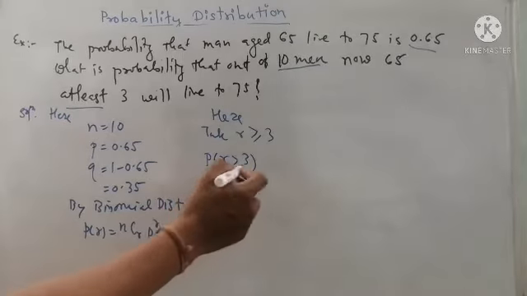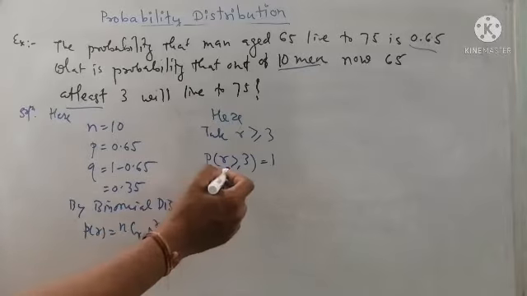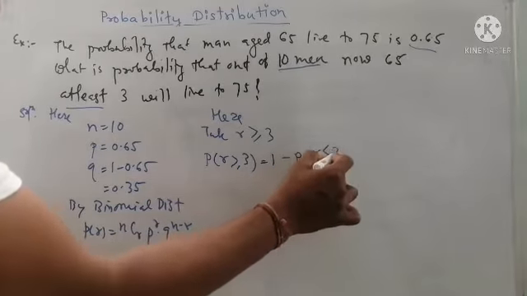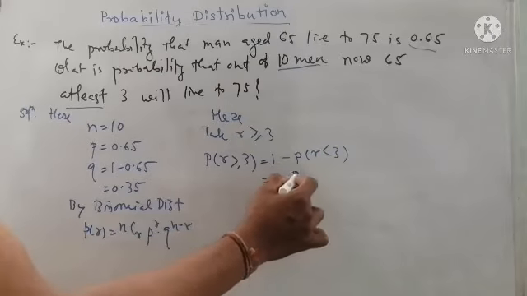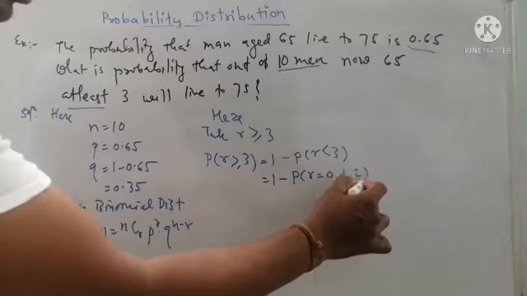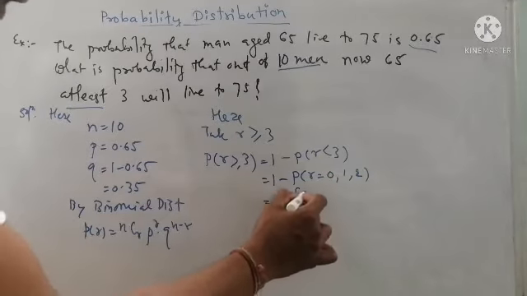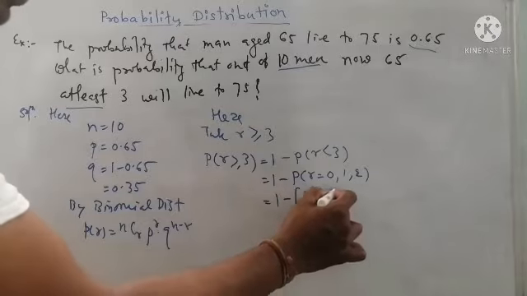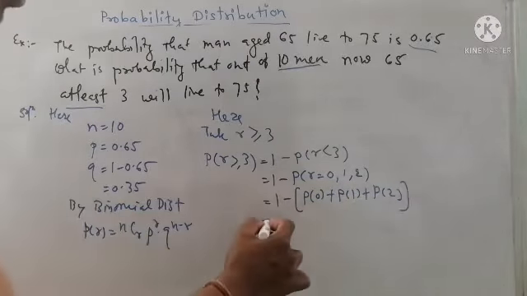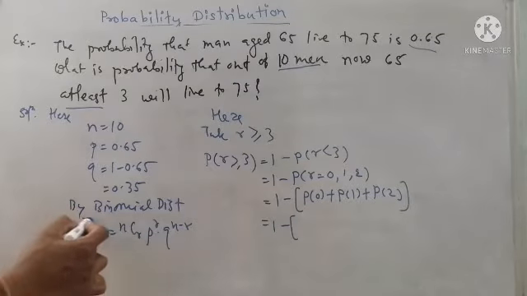So here again we use the complement: probability of R greater than or equal to 3 equals 1 minus probability of R less than 3. Now 1 minus probability of R less than 3 means R has values 0, 1, 2. As these are independent events, we put it as P of 0 plus P of 1 plus P of 2.